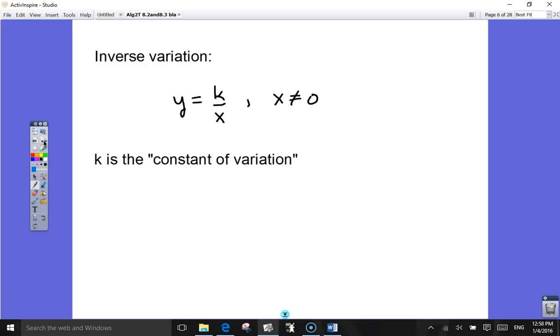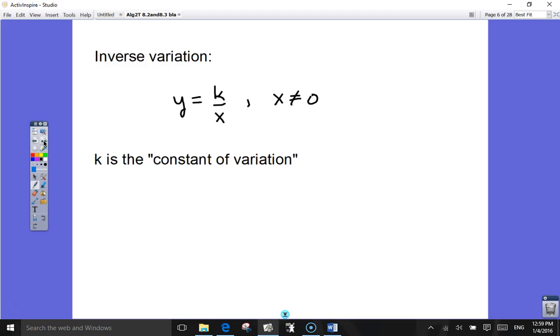So the form of a direct variation is y, or an inverse variation is y equals k divided by x. The k stands for the constant of variation. It is a constant, right? It's a number that we have to plug in eventually.